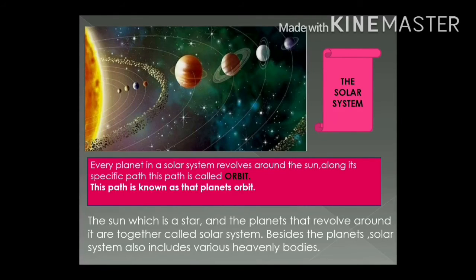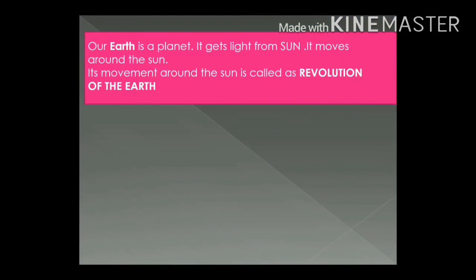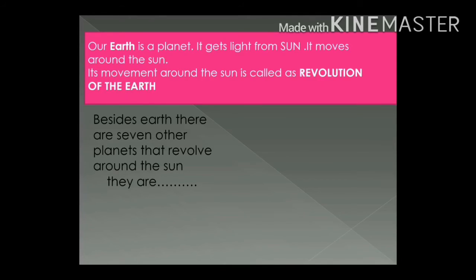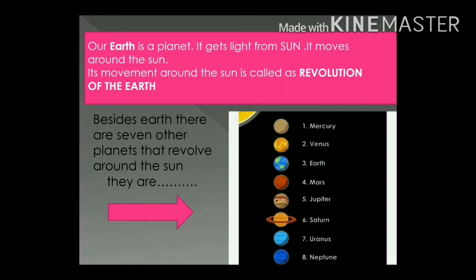Now, you have to learn the names of the planets sequentially. See our Earth. This is the picture of our Earth. So beautiful. Our Earth is a planet. It gets light from the Sun. It moves around the Sun. The movement around the Sun is called the revolution of the Earth.